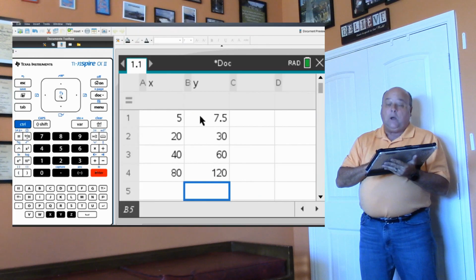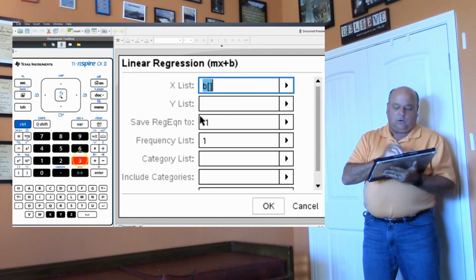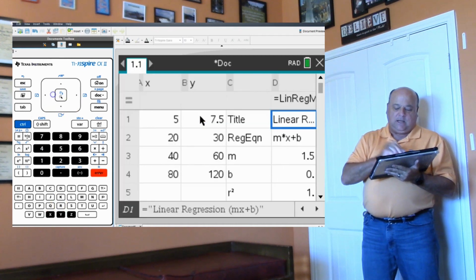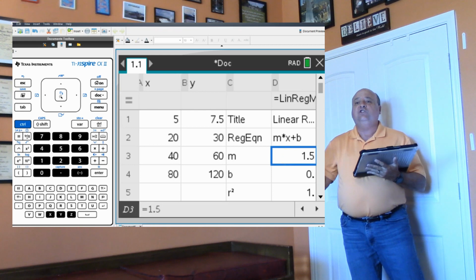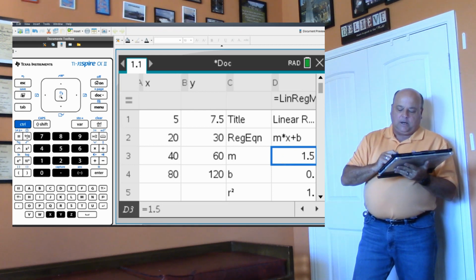So now we're going to do what? Menu 4, 1, 3, right? So menu 4, 1, 3, X, down, Y, down, and then hit enter, and bam. My slope is 1.5. So that's all you got to do. So we're going to go to here.